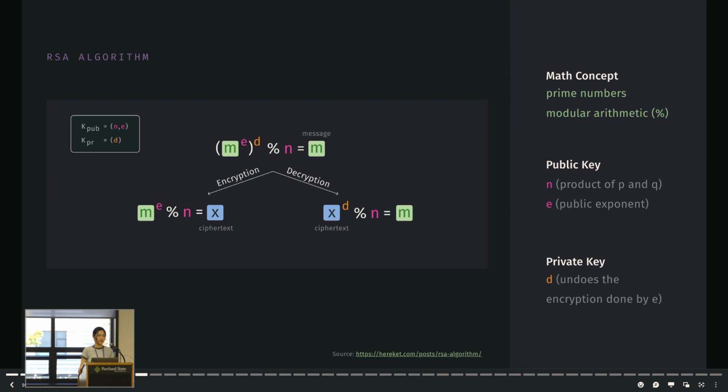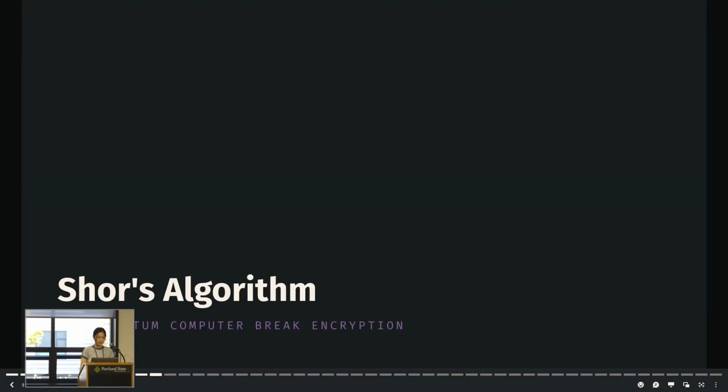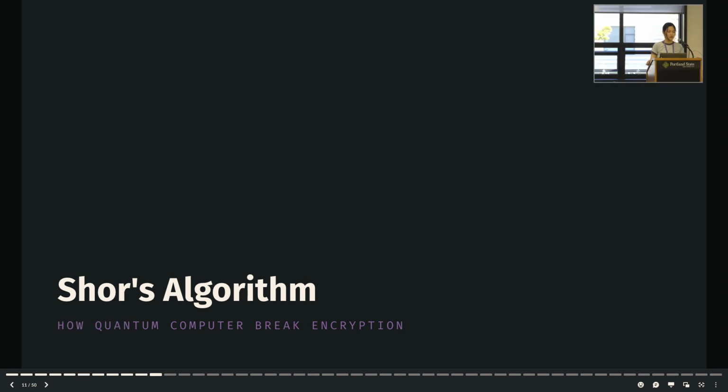So the security of RSA relies on the difficulty of factoring the large number n to get the two prime numbers p and q. Without knowing p and q, finding d, which is the private key, from e, the public key, is computationally infeasible. So RSA is powerful and has been widely used to secure the world for many years.